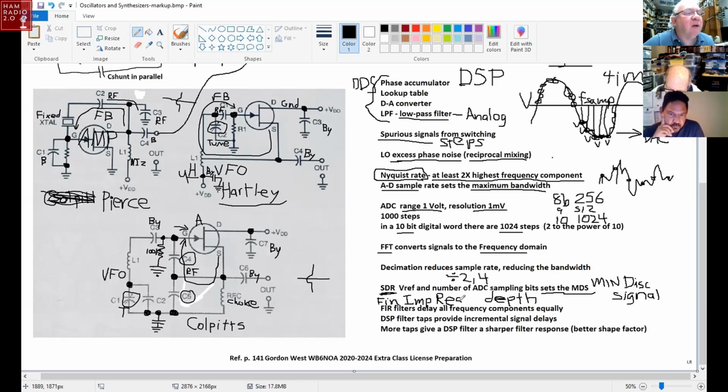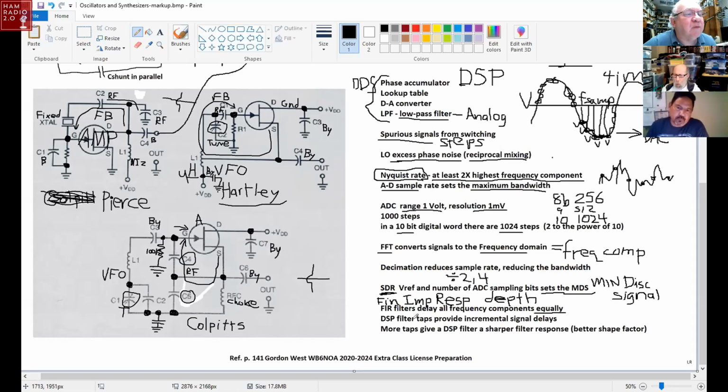And what's important about FIR filters is that it delays all frequency components equally, because when you use a fast Fourier transform to convert analog signals to the time domain, what you get out are frequency components. And you really want to keep the delay of each frequency component equal. If you get those screwed up, it messes up your filter. We won't go into filter theory, but that's the bottom line of it. All frequency components are delayed equally in a FIR filter.